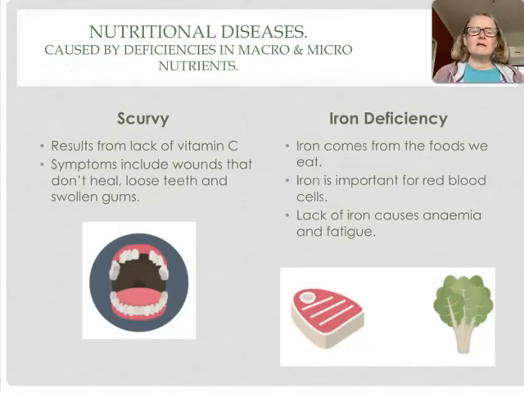Nutritional diseases. These are caused by deficiencies in both macro and micronutrients. Macronutrient problems would be either malnutrition, so undernutrition, or overnutrition, maybe obesity. But here are some examples of micronutrient deficiencies. Scurvy, a lack of vitamin C, and iron deficiency, which means that you can't make your hemoglobin correctly, as well as some other enzymes, and that can result in anemia or fatigue.